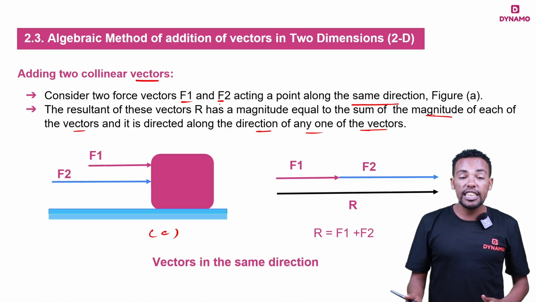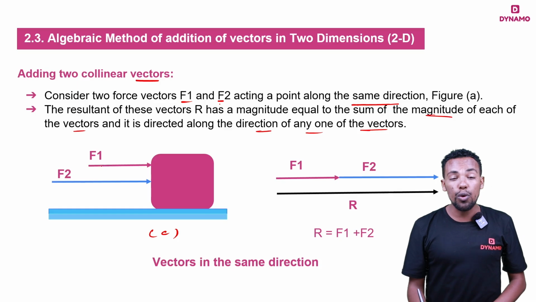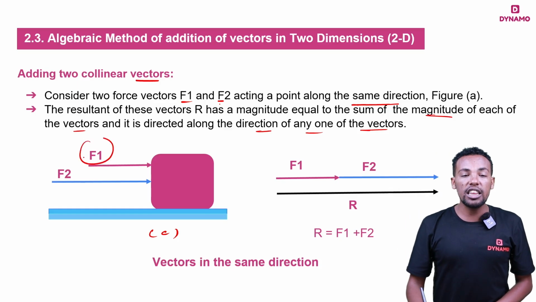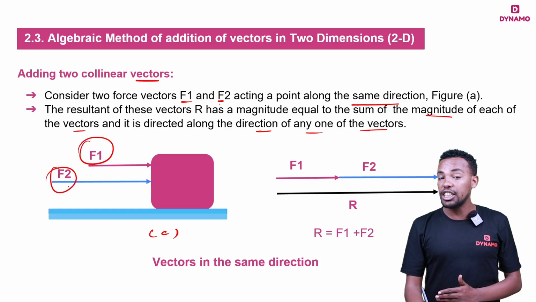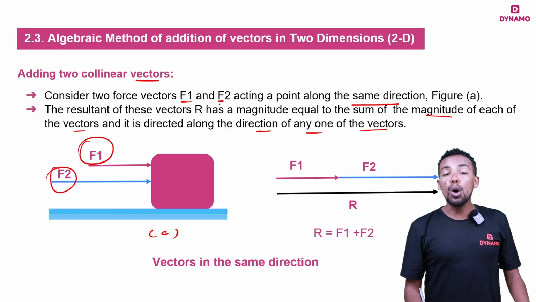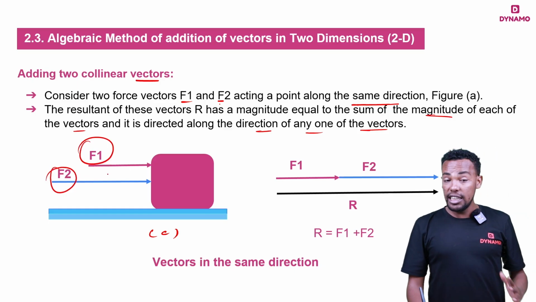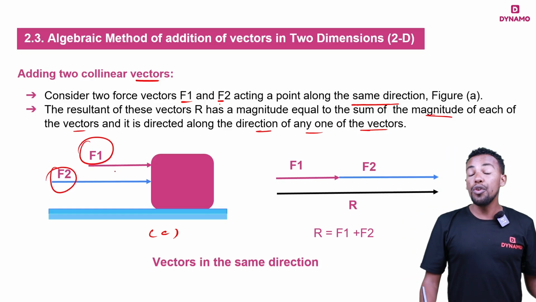But the same direction, like this one, as you see from this diagram, this F1 and F2 are what? In the same direction but their magnitudes are different. So the resultant of these two vectors is what? The sum of the two vectors.